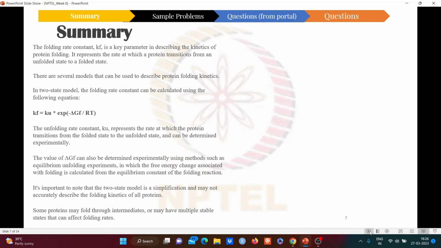The value of free energy change delta Gf can also be determined experimentally using methods such as equilibrium unfolding studies, in which the free energy change associated with folding is calculated from the equilibrium constant of the folding reaction. So we call it stability as well, Gibbs free energy of unfolding as well. The folding rate constant can then be calculated using the equation above.